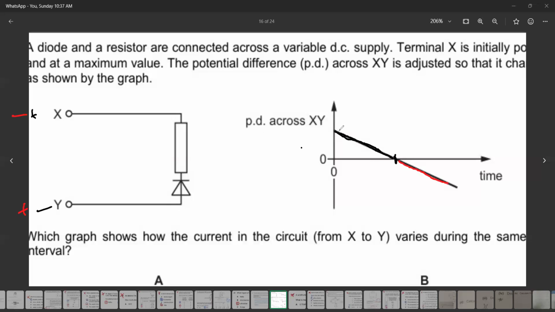So first, when X is positive and Y is negative, we are decreasing the voltage. Like first it is 3, then we did 2, then we did 1. But because the diode is in a reverse bias condition, it won't conduct electricity at all. No charges will be able to flow. So the current passing through the diode will be zero.